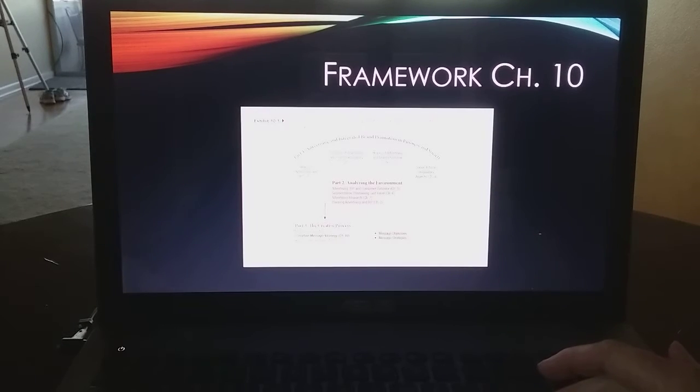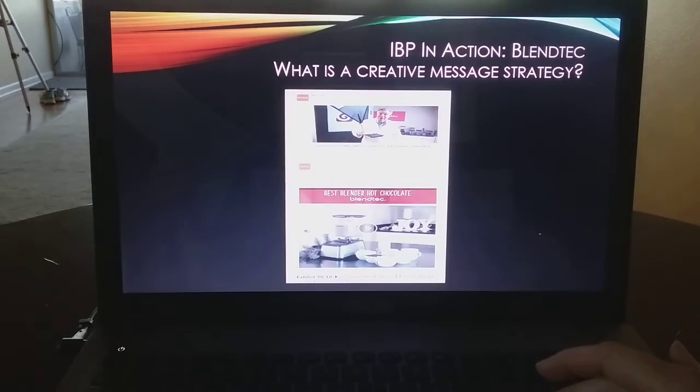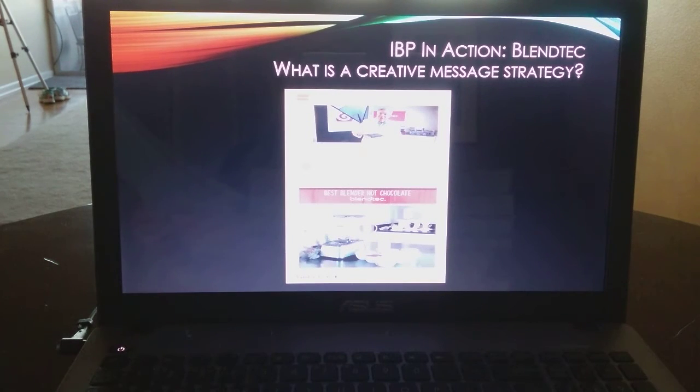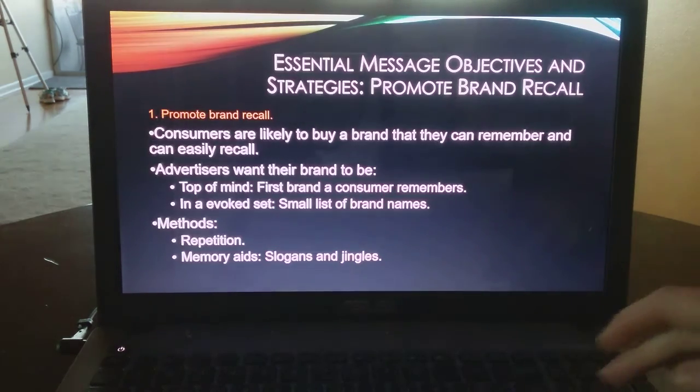Again, you can see that we're going to be talking about managing what's going on and coming up with a plan. Okay, so here we go, our typical integrated brand promotion in action. So we're looking at a company called Blendtec, which is a cooking company. They sell cooking products. So what is it that they're trying to put forth informatively, giving you a specific example with their hot chocolate.